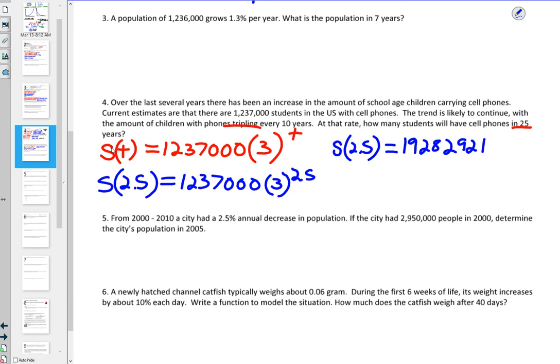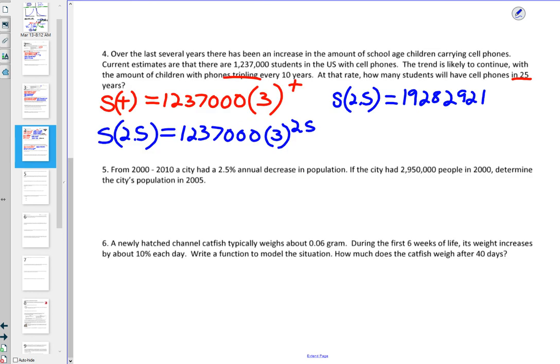Okay, number 5, we already did population, so it's not that I don't want to do it, I'm just trying to give you some variety. Ooh, catfish. And weight, the weight of a catfish. All right, let's do number 6.